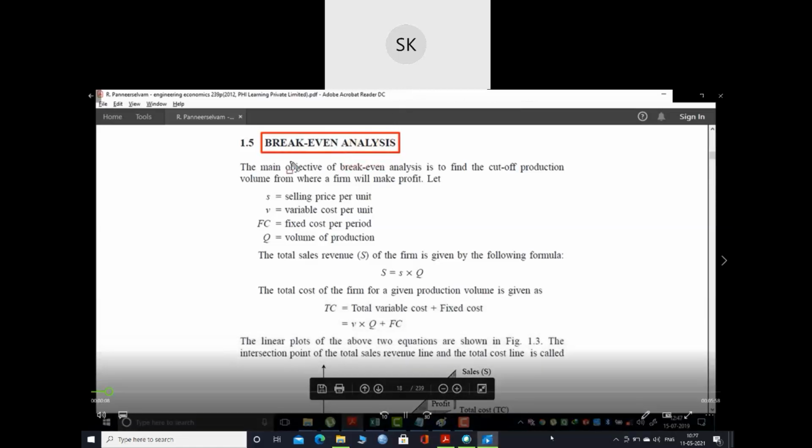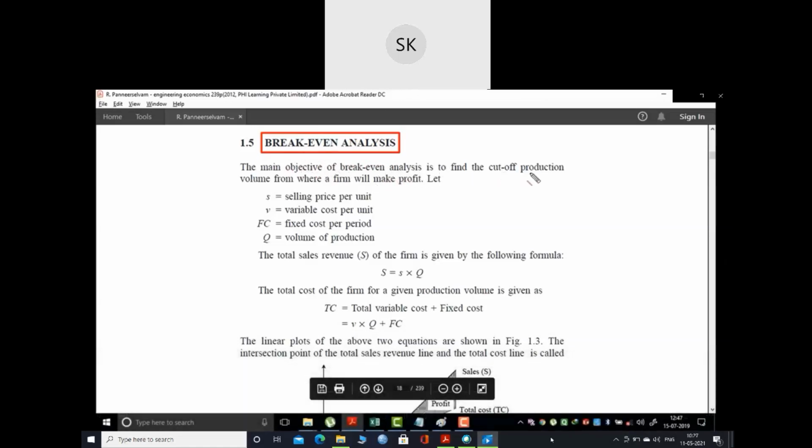The break-even analysis in detail. The major objective of the break-even analysis is to find out the cutoff production volume from where a firm will make a profit. So that means we need to find out a point where the firm is making no loss or no profit. That is the break-even situation.